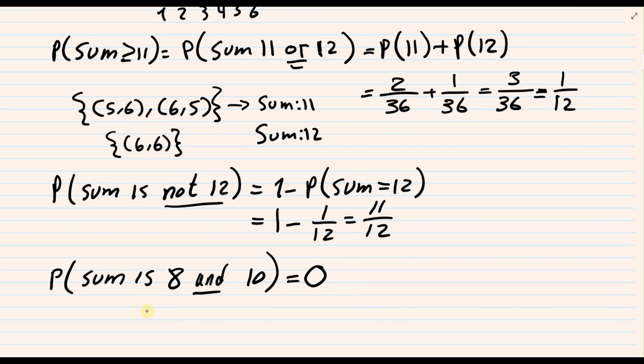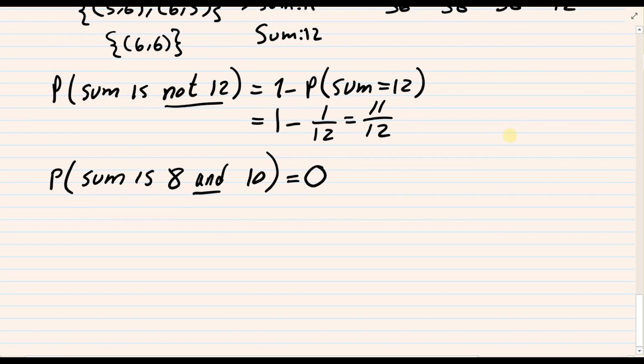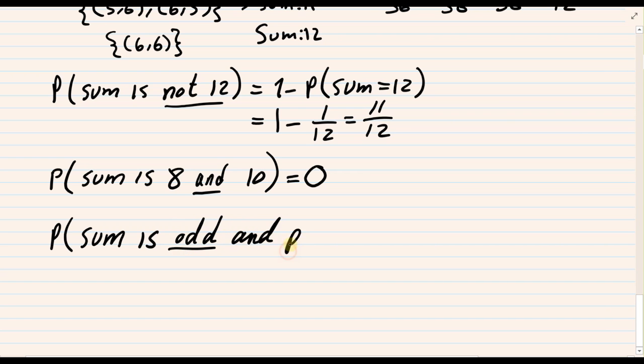So let's see. Let's take a look at one last one. What is the probability that the sum is odd and prime? Okay, so we're looking at the condition of "and" with this one.